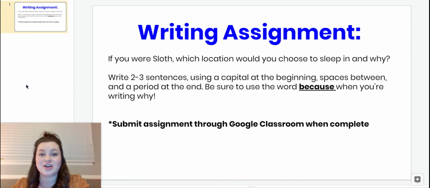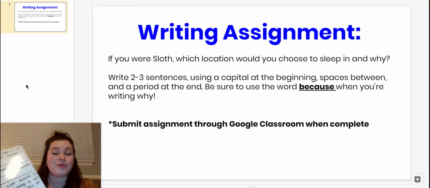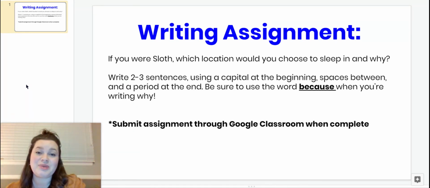So I have started mine here on my whiteboard. You're going to need a piece of paper and a pencil. So if you don't have those materials, pause this video and go get them right now. Now that you have your materials, you're ready for your writing assignment. So I'm thinking about, if I was Sloth, where would I want to choose to sleep and why?